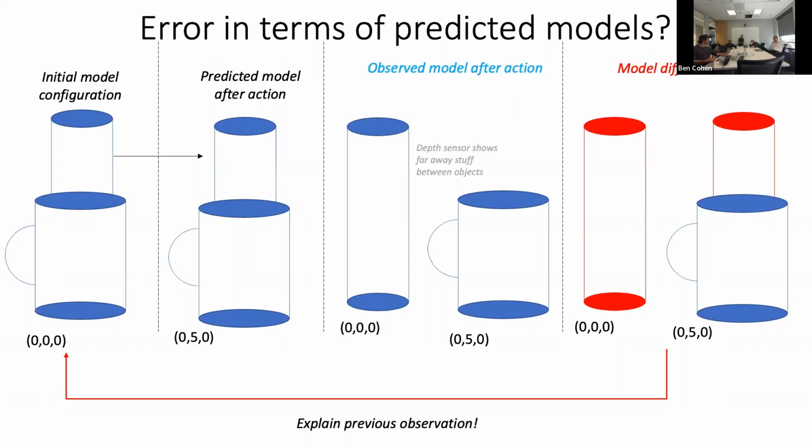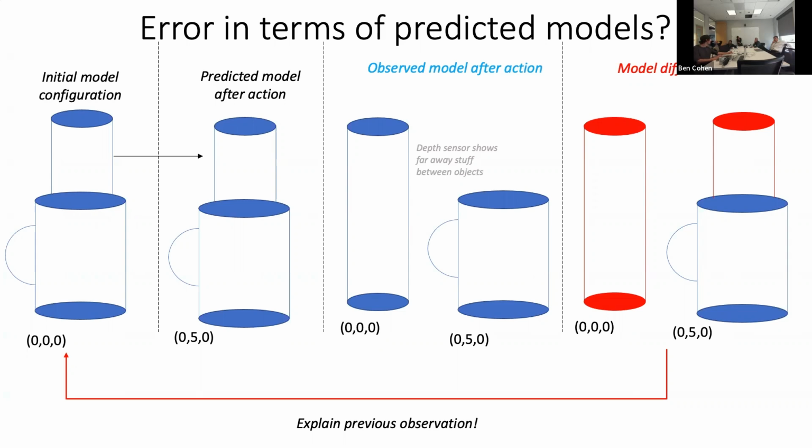Basically, the idea was to cast prediction error not in terms of my actual sensory input, but in terms of two models. So this might be the model that I got from a bunch of observations while the object was in one pose. I predict that if I grab it by the handle and move it over, the whole thing should move over to this new coordinate. What I observe is that, in fact, this stays here and this moves. And now I take a bunch of observations of both of them.